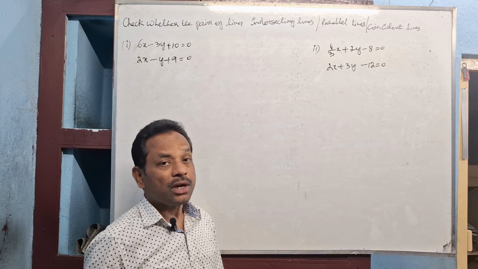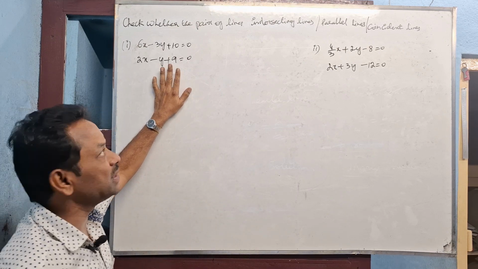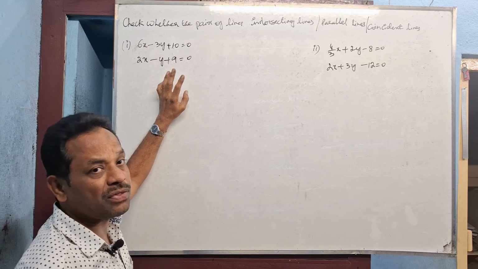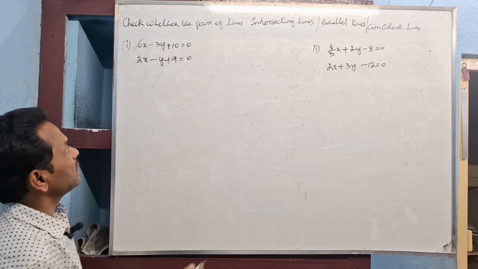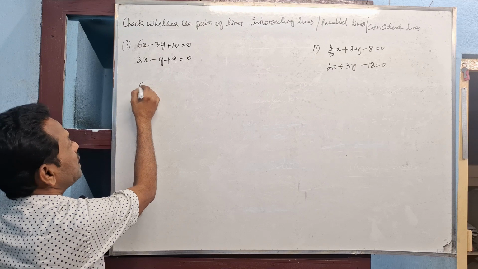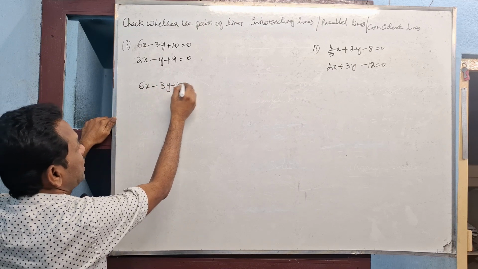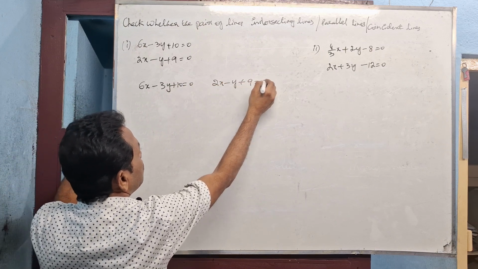Bachcho, in this question, we need to check whether the pair of linear equations are either intersecting lines or parallel lines or coincident lines. So let me go for the first question. The first equation is 6x minus 3y plus 10 equals 0. The other one is 2x minus y plus 9 equal to 0.